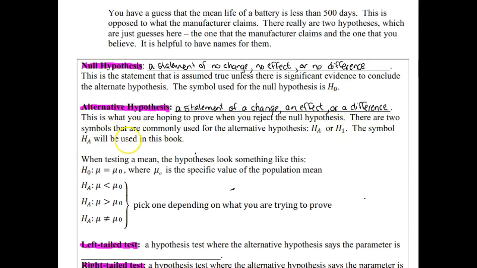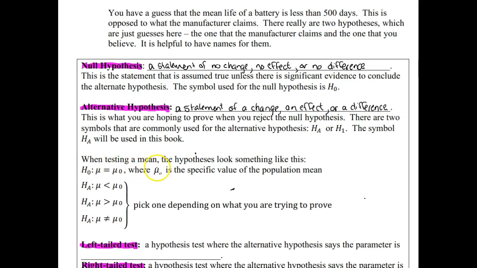So there are two symbols that are commonly used for the alternative hypothesis. So H, cap H for hypothesis, and sub A for alternative, or H sub 1. Okay, so some books use 0 and 1 for that pair of hypotheses. This particular book uses 0 for null, no change, and A for alternative. So the symbol H sub A will be used in this book.